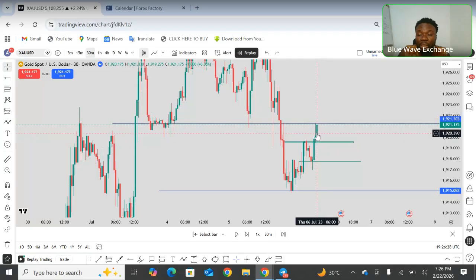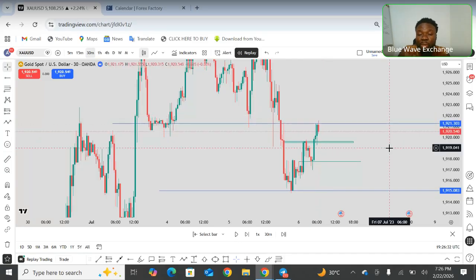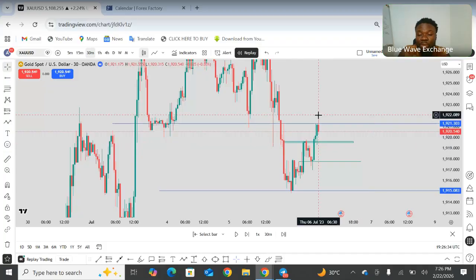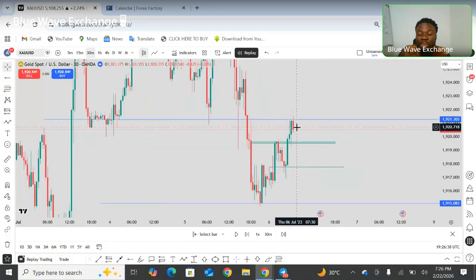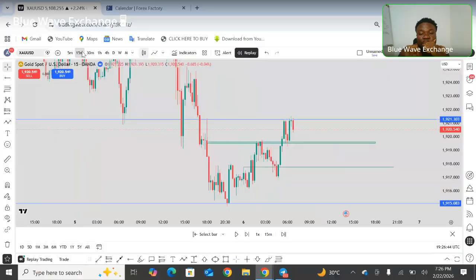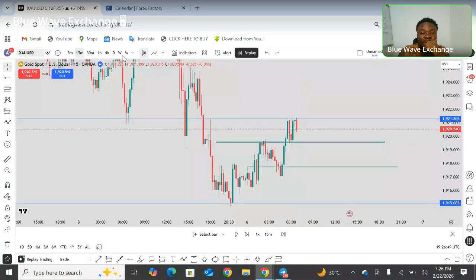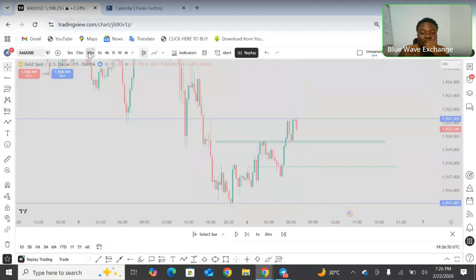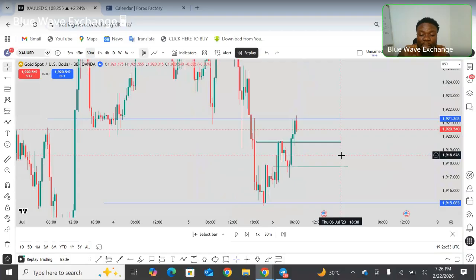So let's fast forward price. Okay, price never closed above the zone. So taking a sell, what time is this? 6:30. Let me check out the 15-minute time frame. Okay, so you see, price is currently in a downtrend, and it has gotten to the peak. This level is the peak.